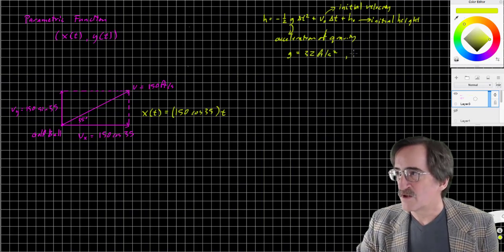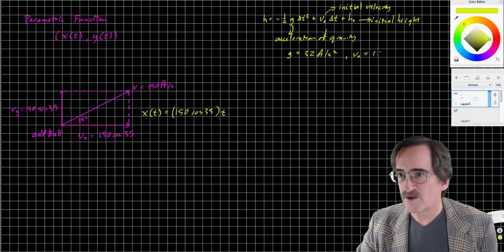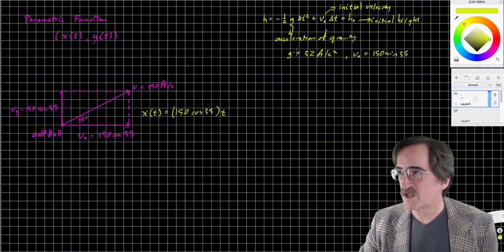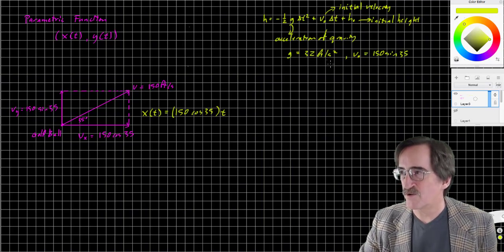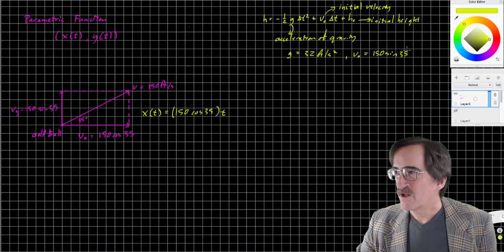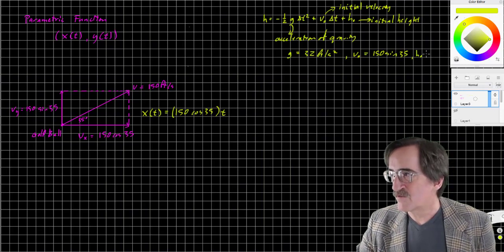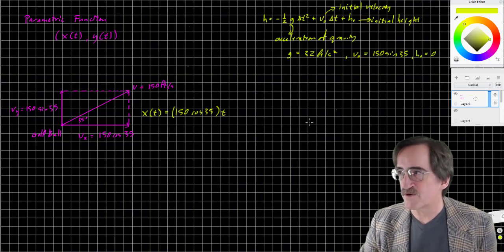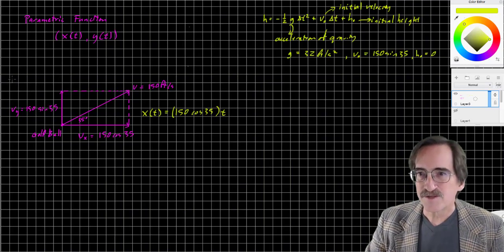Okay, the initial velocity in the vertical direction is 150 sine 35, because we're just talking about the height under gravity. And the initial height of the golf ball that's sitting on the ground is 0.